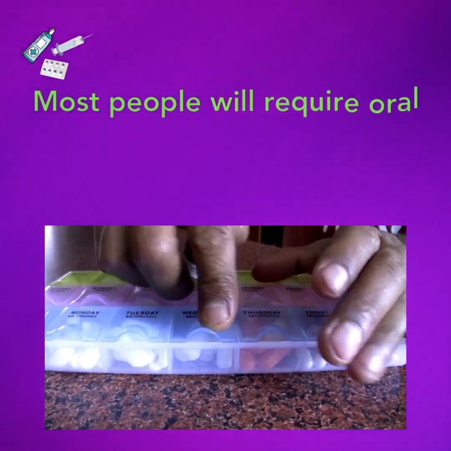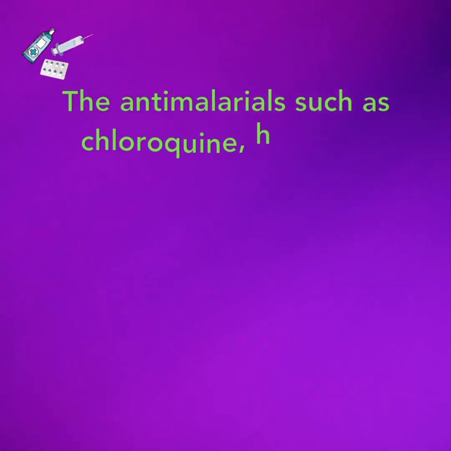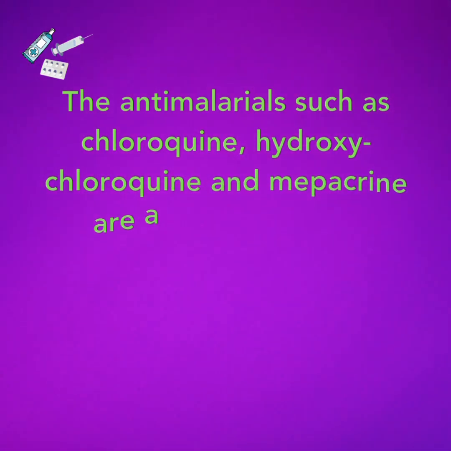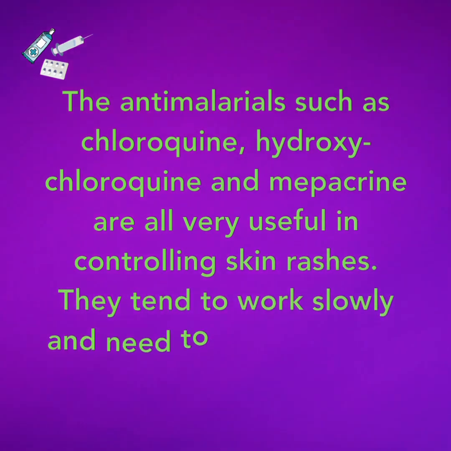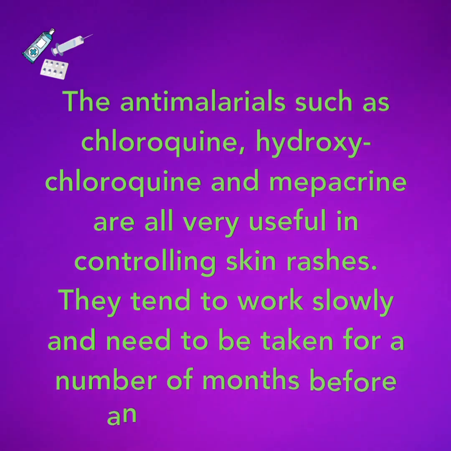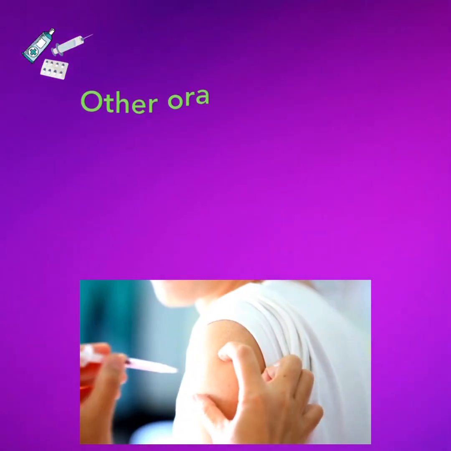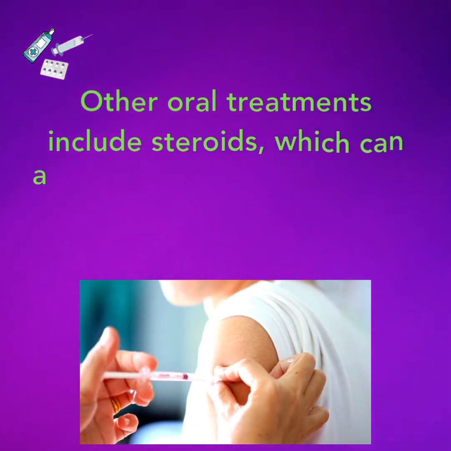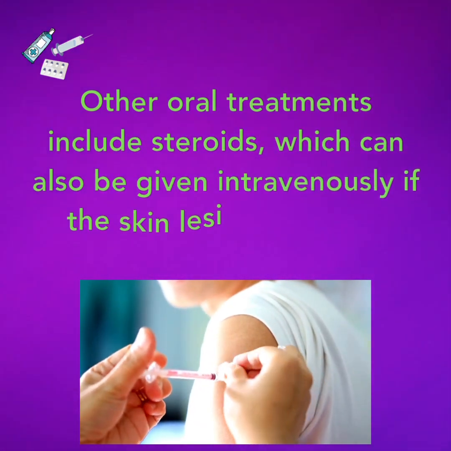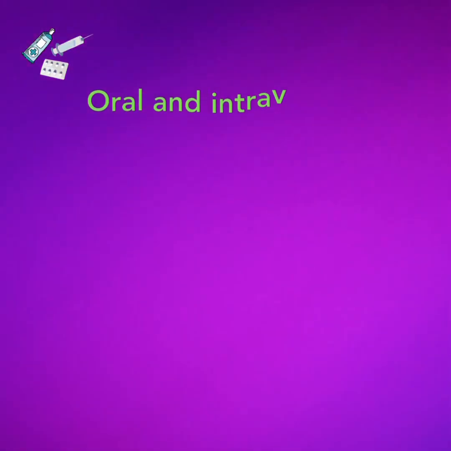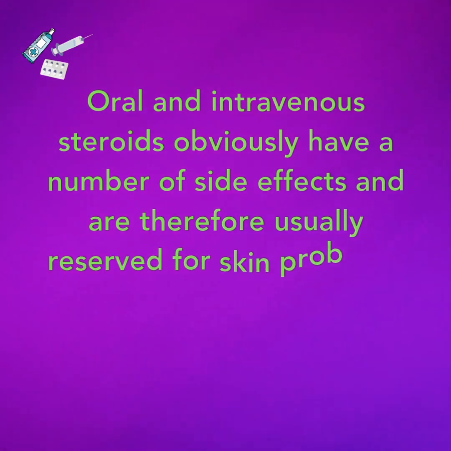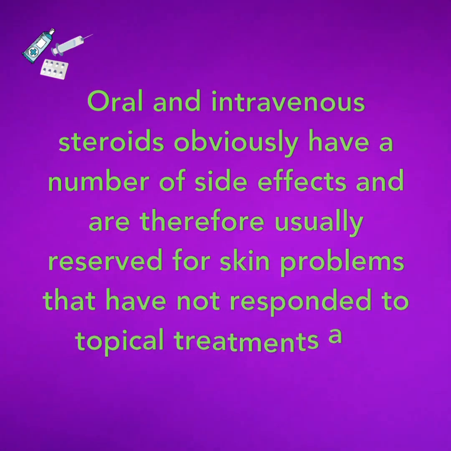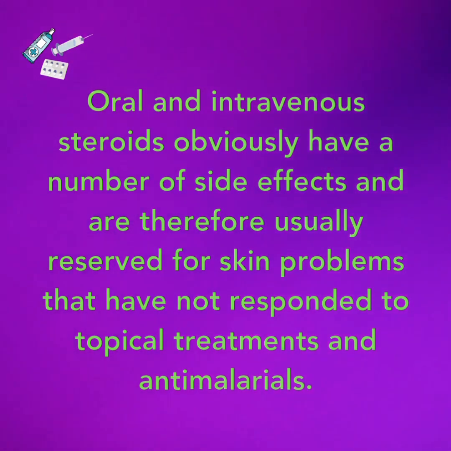Most people will require oral treatment to control their skin problems. The antimalarials such as chloroquine, hydroxychloroquine, and mepacrine are all very useful in controlling skin rashes. They tend to work slowly and need to be taken for a number of months before any effect is seen. Other oral treatments include steroids, which can also be given intravenously if the skin lesions are very severe. Oral and intravenous steroids obviously have a number of side effects and are therefore usually reserved for skin problems that have not responded to topical treatments and antimalarials.